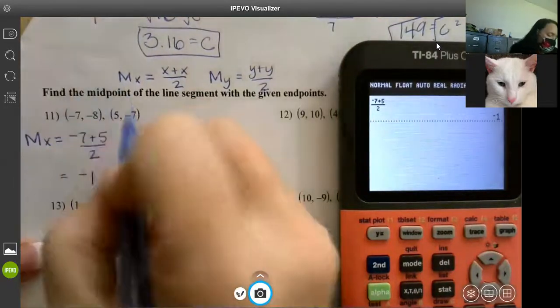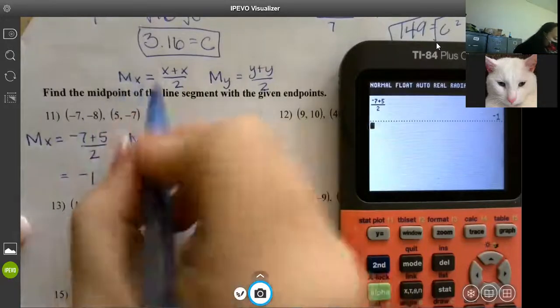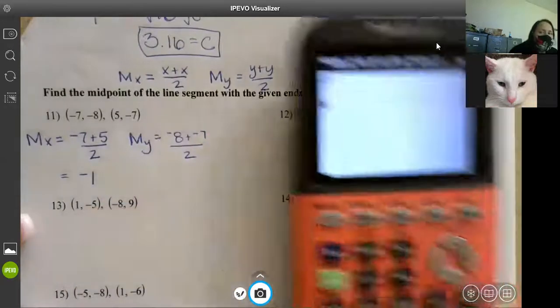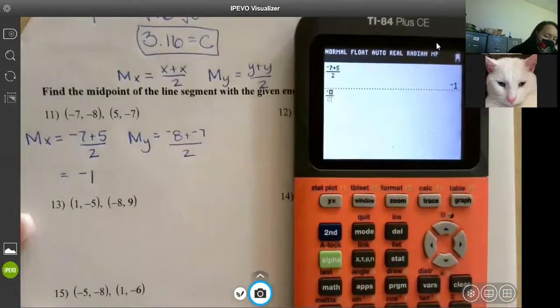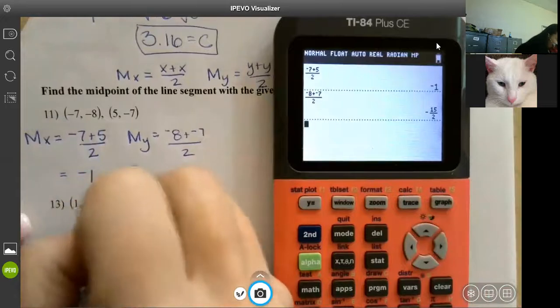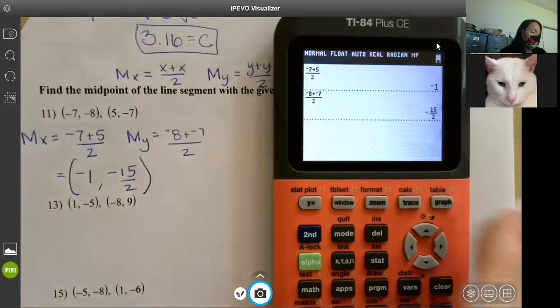And then you have to do your y coordinates. What are your two y coordinates? -8 and -7 divided by 2. So -8 plus -7 divided by 2 gives us -15 over 2. And that's your midpoint. If you write it as a decimal, that should be fine as well. Don't make it any harder than what it is. Add your x's divided by 2, add your y's divided by 2.